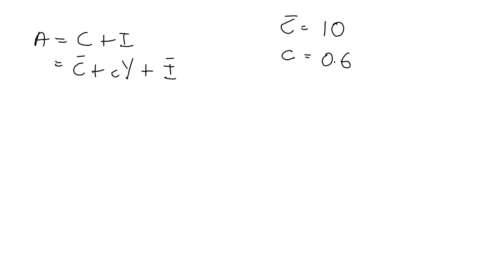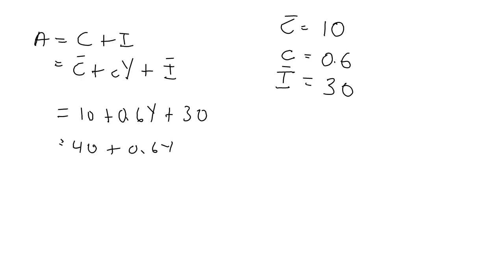Yes, exactly that. Then on the other hand, we have your autonomous investment spending. Firms spend 30 million econs on capital goods each year. That is, the investment spending is 30 million econs per year. Now from here, guys, we're not going to waste time. We're going to populate this. So this would be 10 plus 0.6y plus 30, which would be 40 plus 0.6y.